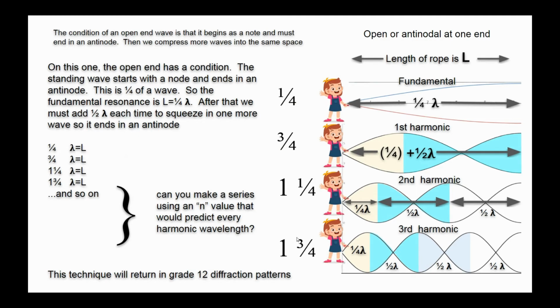So let's take a look at what the conditions would be for a string that's tied down at one end and open at the other. In all situations, it now starts with a node and must end in a free vibration. So it starts at 1/4, and then we must add a half a wave in there, which means squeezing the wave smaller so more waves fit. So we reduce the wavelength.